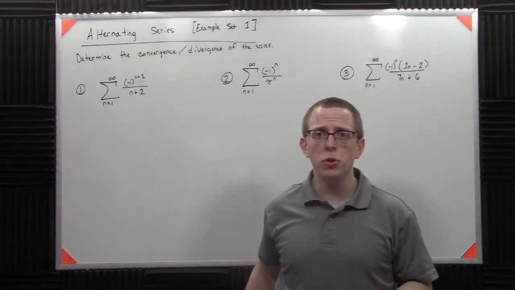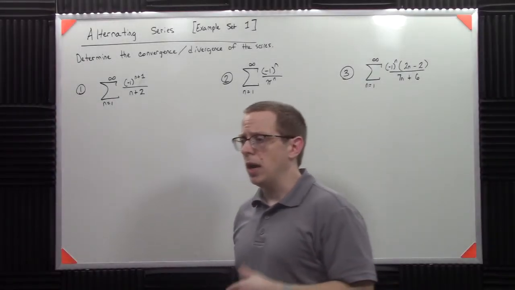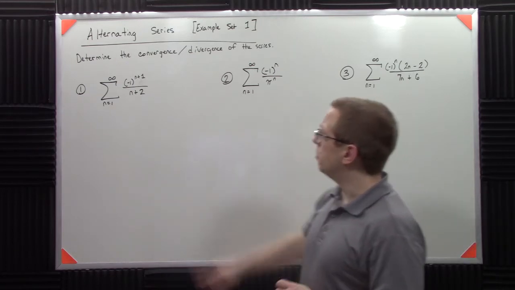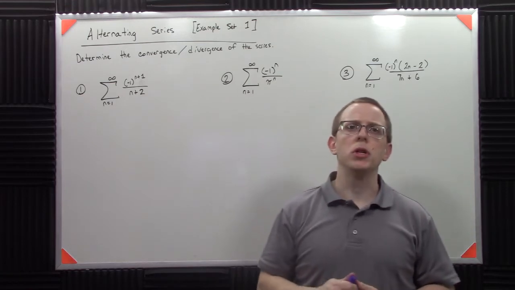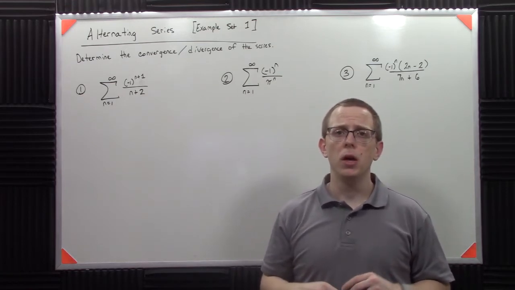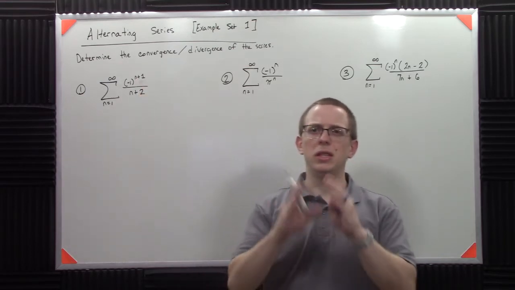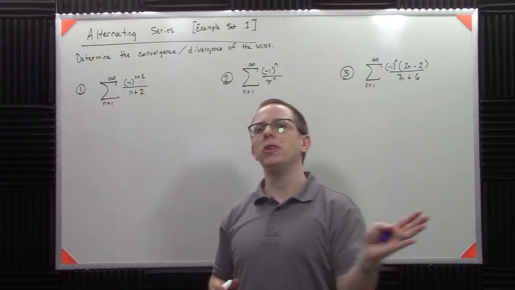Let's work some problems using alternating series tests and see if we can figure out the convergence and divergence of some series. So the first case, I have negative 1 to the n plus 1 over n plus 2. What I want to do here is say, okay, I've got this alternating negative 1 term. So what we do is we factor that out.